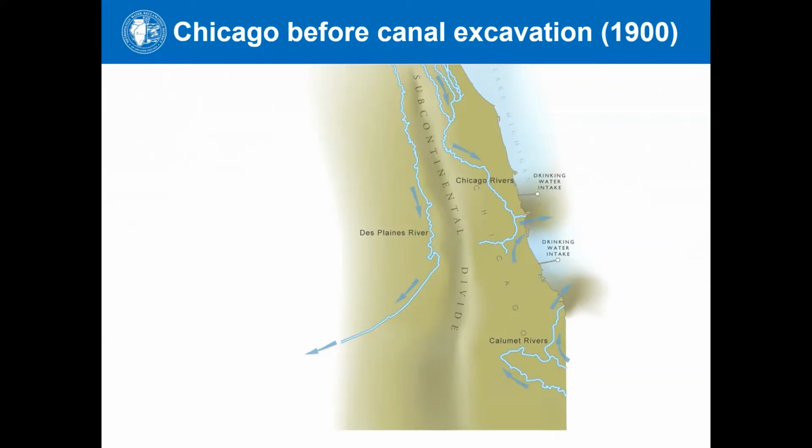In this picture, you can see how the rivers originally flowed, with the Des Plaines heading west and the Chicago and Calumet rivers heading east into Lake Michigan. You can also see the subcontinental divide that separates the Des Plaines River and the Chicago area waterways.